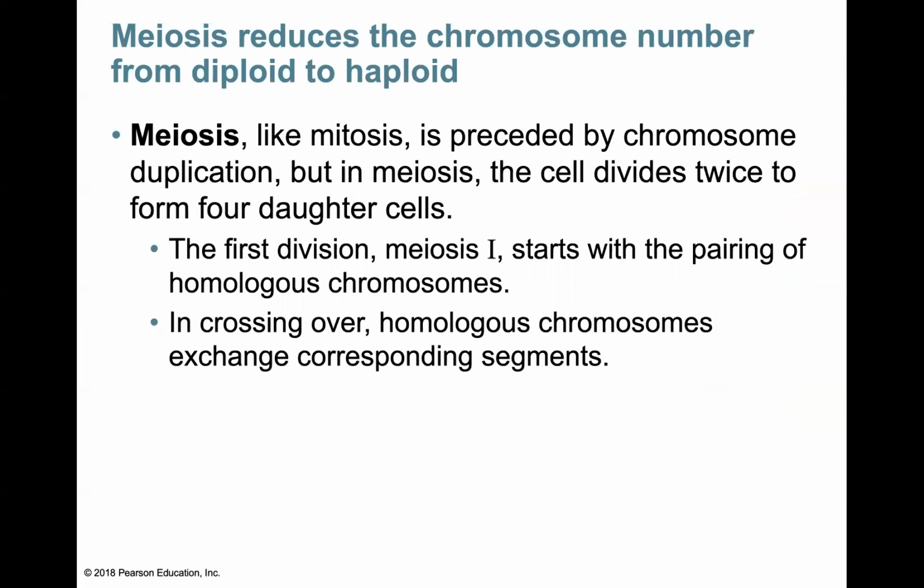Meiosis, like mitosis, is preceded by chromosome duplication, right? So we're going to double the number of chromosomes in that first round of meiosis. The cell then divides twice to form 4 daughter cells. That first round of division occurs in meiosis 1, which starts with the pairing of homologous chromosomes. Then this process known as crossing over takes place, where these homologous chromosomes exchange corresponding segments of DNA.